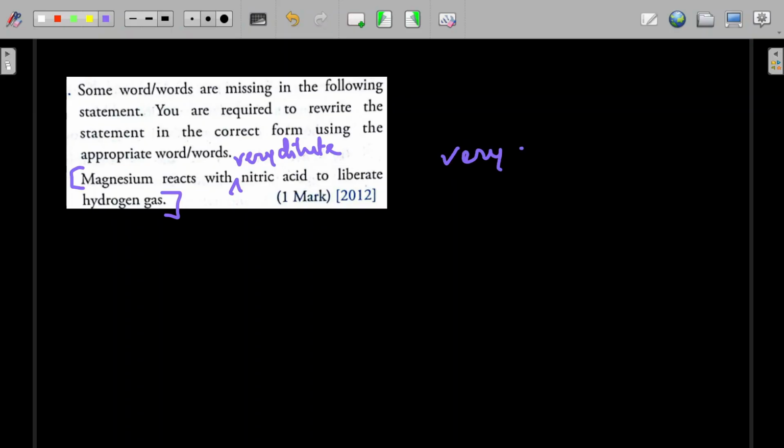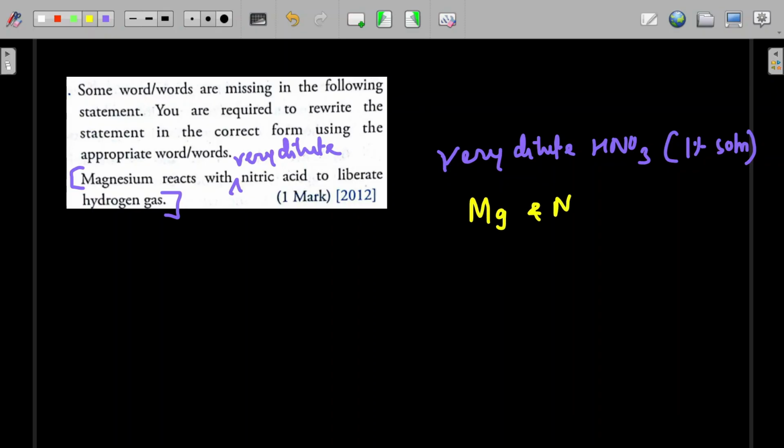Very dilute, meaning how much? We should have some value, right? So usually it will be a 1% solution. Percentage means 99% is water, only 1% is nitric acid. That's how you can understand it. So when you take very dilute nitric acid, it can give you hydrogen only with magnesium and manganese. With these two elements only. I think this has been asked as an MCQ also in one of the papers. Which of the following will give you hydrogen gas with very dilute nitric acid? Any one of these two you can select.